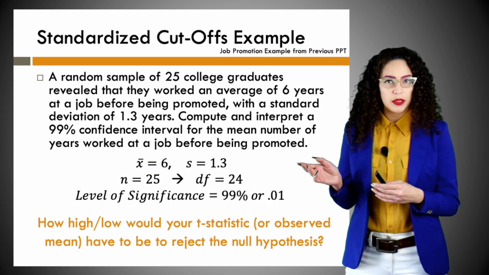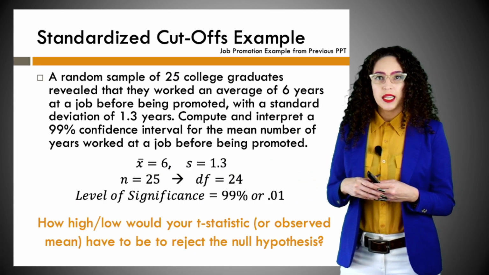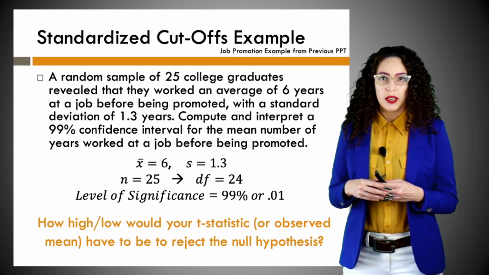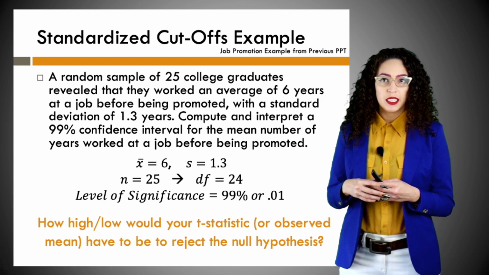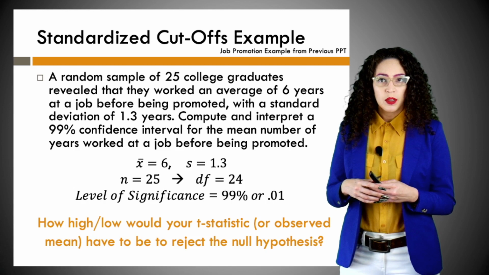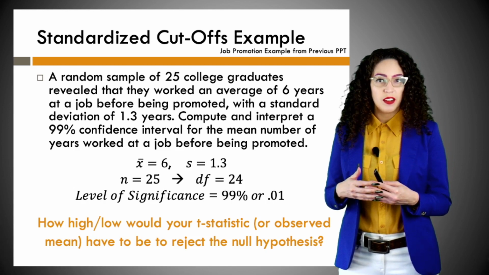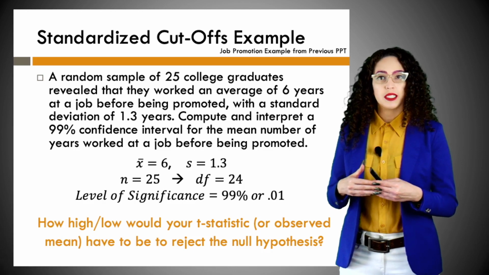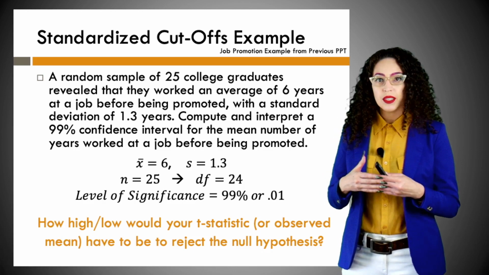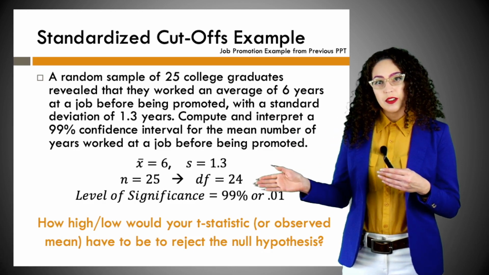Let's look at this example we did a few lessons ago. A random sample of 25 college graduates revealed that they worked on average 6 years at a job before being promoted, with a standard deviation of 1.3 years. Compute and interpret a 99% confidence interval for the mean number of years worked at a job before being promoted. So here is all of our information.